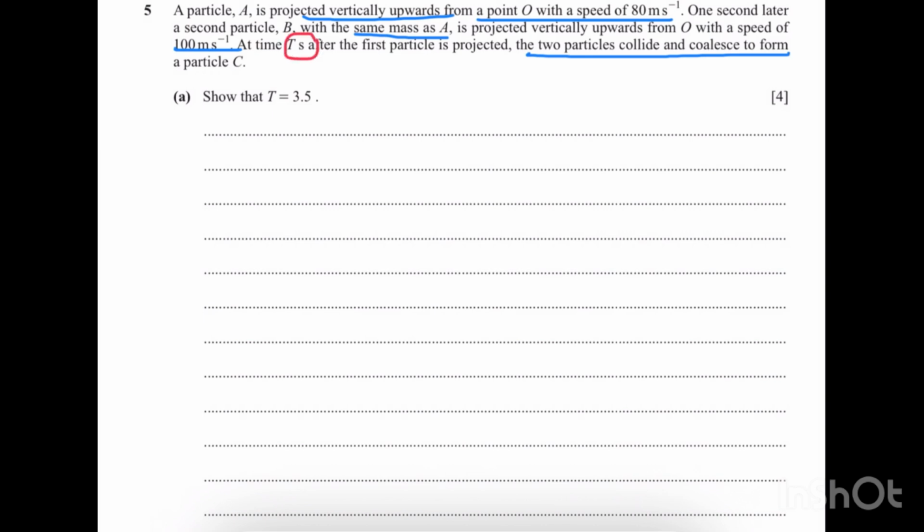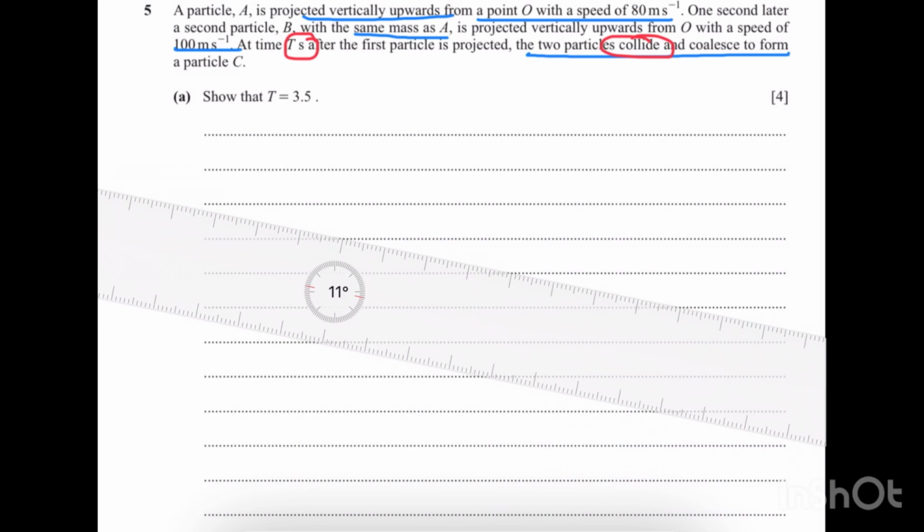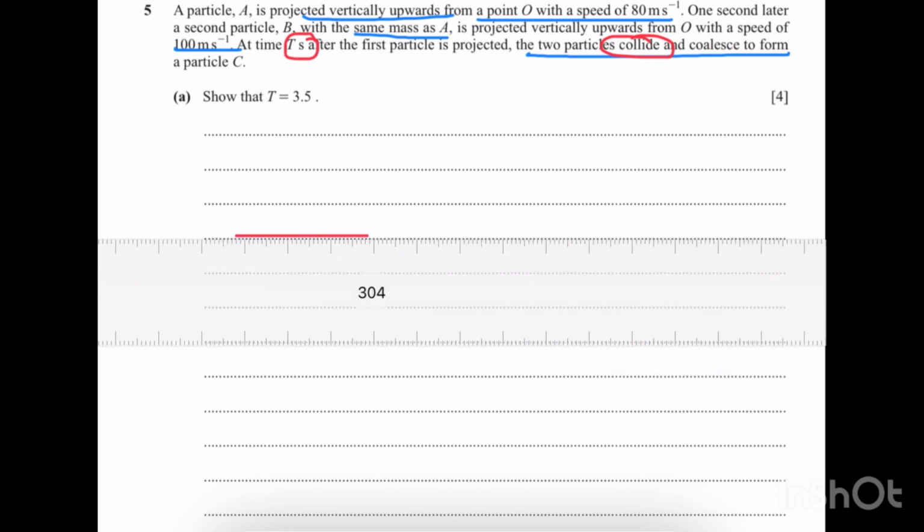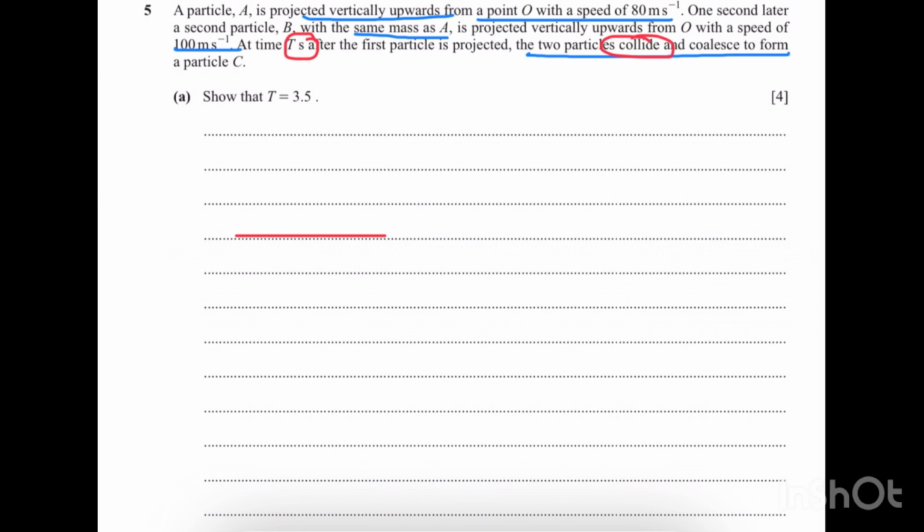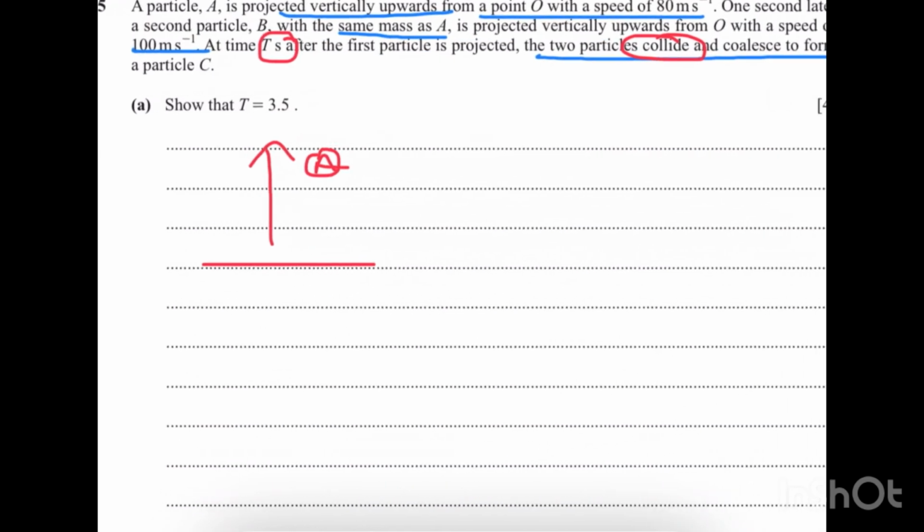So t is the time when both of the particles collide. First we need to draw a diagram that shows the situation. Let's say this is the ground, point O, from where the two particles are projected. This is first A, which is projected at a speed of 80, so u is equal to 80. The final speed is not given to us yet, and since it is operating against the motion of gravity, the acceleration will be minus 10.